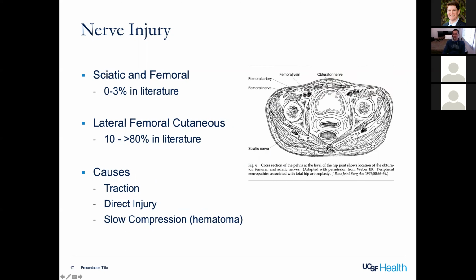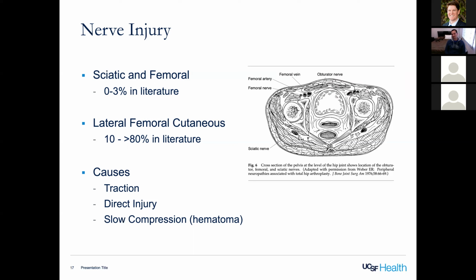As you can all remember, the femoral nerve is very close to the vessels over the anterior column. The sciatic nerve is not that far away over the posterior column. So both are certainly at risk when we're doing anything with the hip. The main causes we think of are traction, some kind of direct injury, or a slow compression, which generally is an evolving hematoma. There's actually a lot of different theories about how a traction injury may actually work.